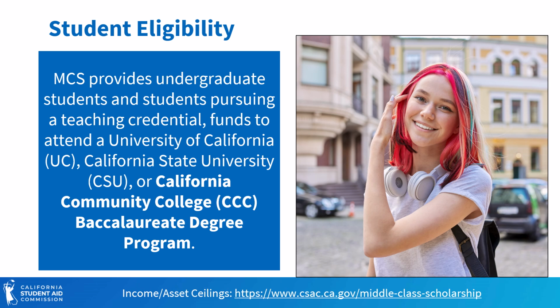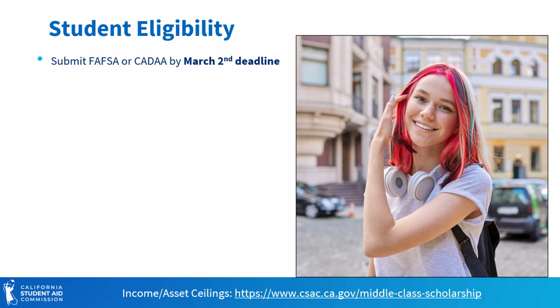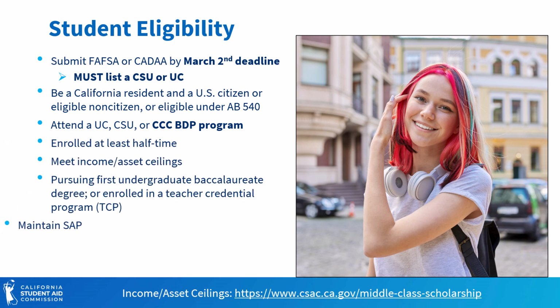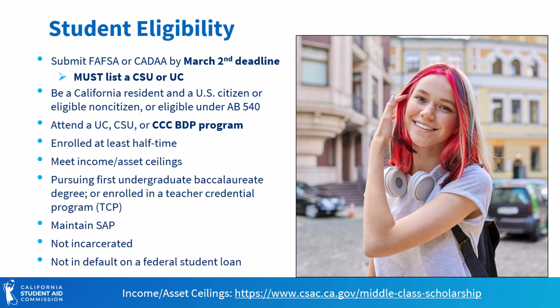Much of the middle class scholarship criteria is the same general criteria to receive any financial aid, including applying with a financial aid application by the March 2nd annual deadline. Now, students must list a CSU or UC to be processed for middle class scholarship consideration, since this award is specific to our public universities. Most of the other criteria that you see on the list, things like meeting income and asset requirements and maintaining SAP, are your pretty standard financial aid criteria.